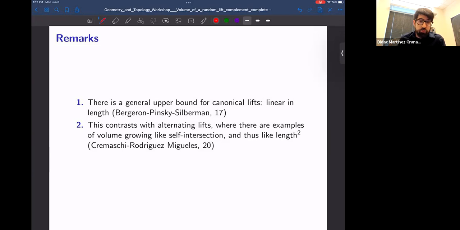And also I wanted to contrast this with the setting of alternating lifts. So we are looking at canonical lifts here, but in general, one can consider other types of lifts, topological lifts of a curve to the unit tangent bundle. And for alternating lifts, one can construct examples where the volume of the corresponding three manifold grows like the self-intersection number of the curve. So in particular, it grows like length squared. So the volume grows much faster as a function of the length for alternating lifts, at least for some examples.